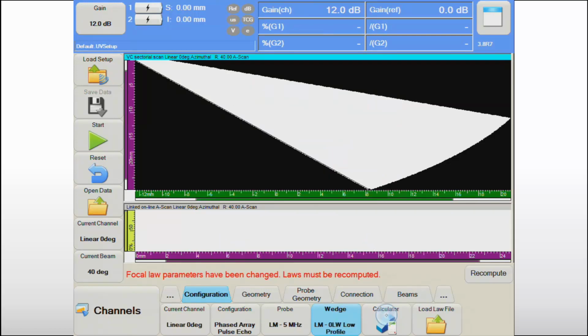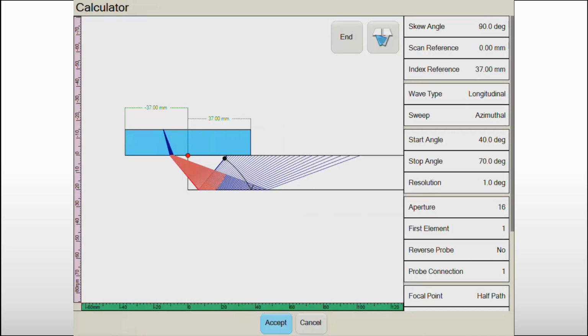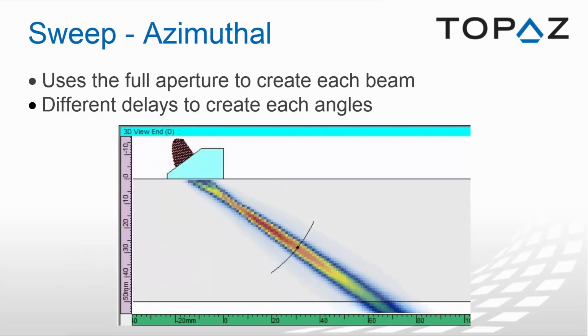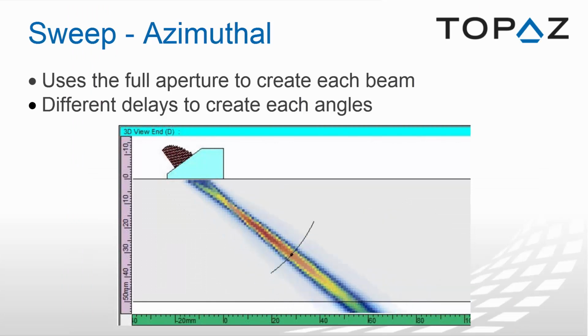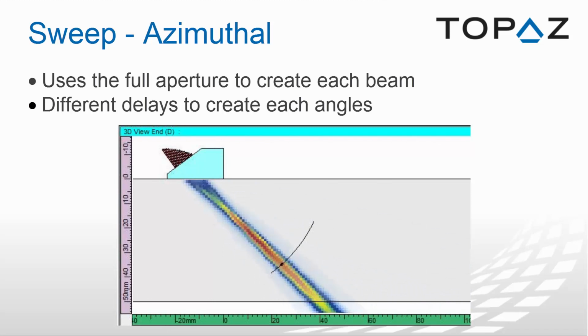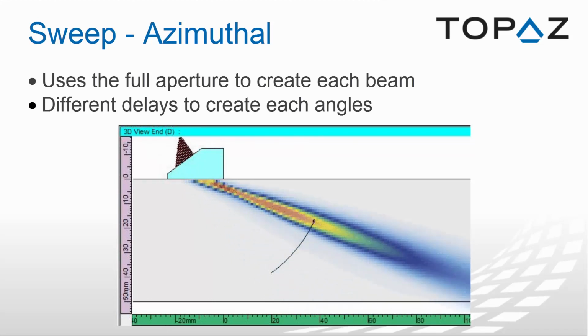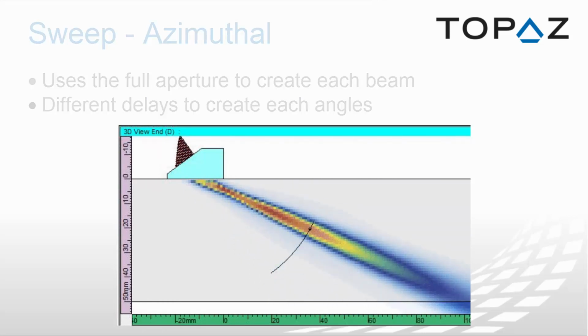Click on the calculator. By default, your skew angle is 90 degrees. Multiple sweep types are available, so let's see each of them in more detail. First, we have the Azimuthal sweep. The Azimuthal sweep uses the full aperture to create each beam. As seen in the animation, the same set of elements create each focal law by applying different delays.